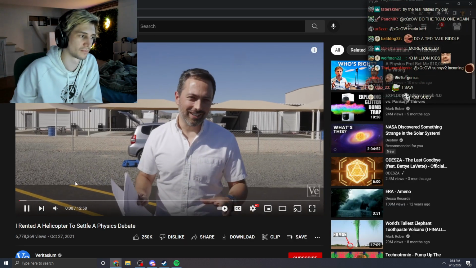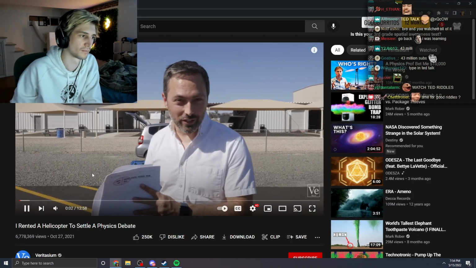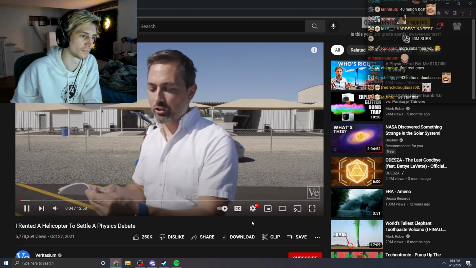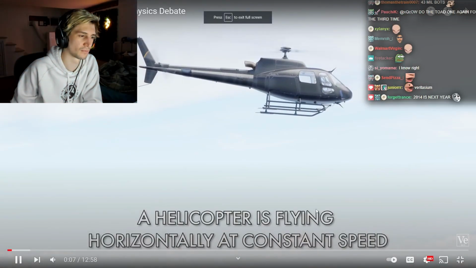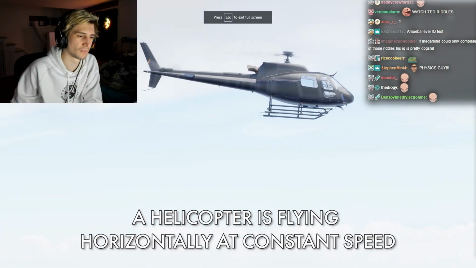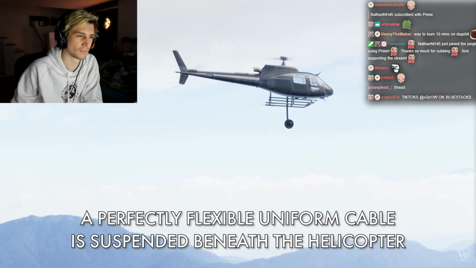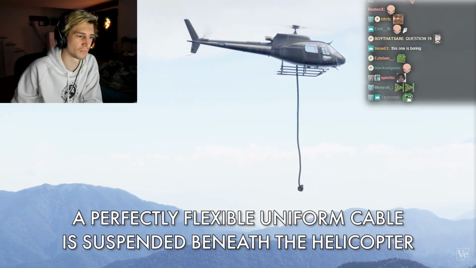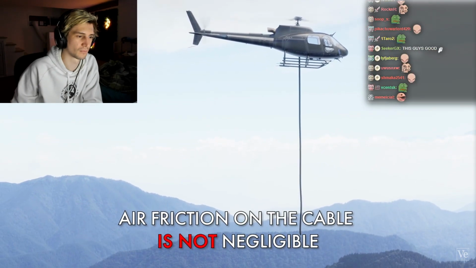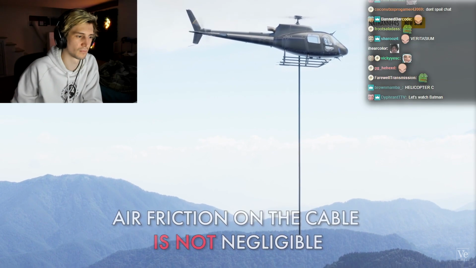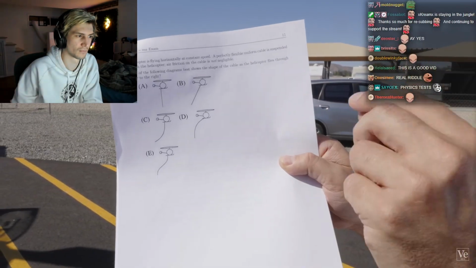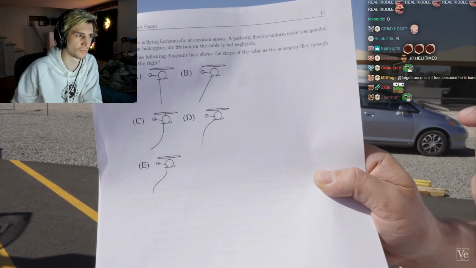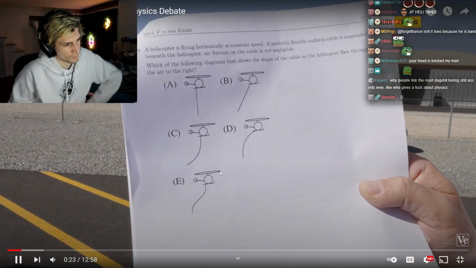In 2014, the qualifying exam for the US physics team had this as question 19. A helicopter is flying horizontally at constant speed. A perfectly flexible uniform cable is suspended beneath the helicopter. Air friction on the cable is not negligible. So which of the following diagrams best shows the shape of the cable as the helicopter flies through the air to the right?